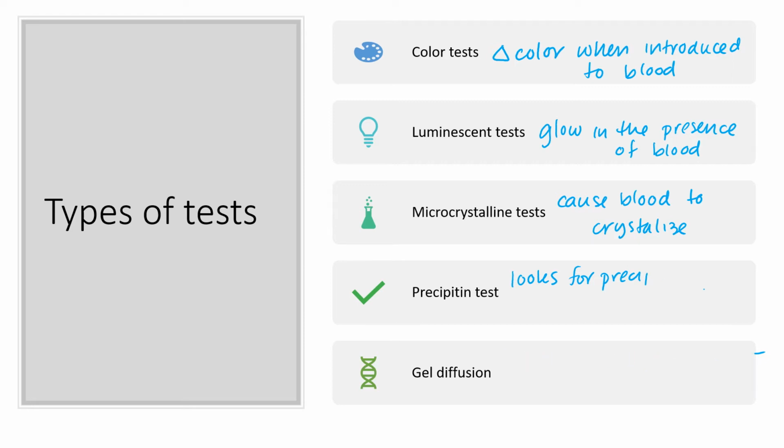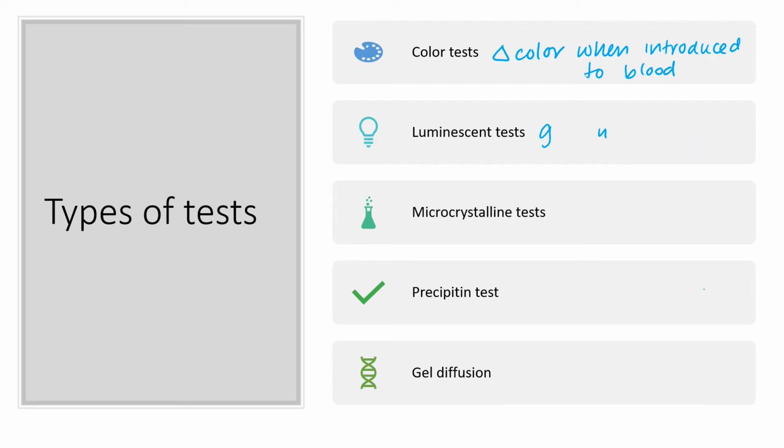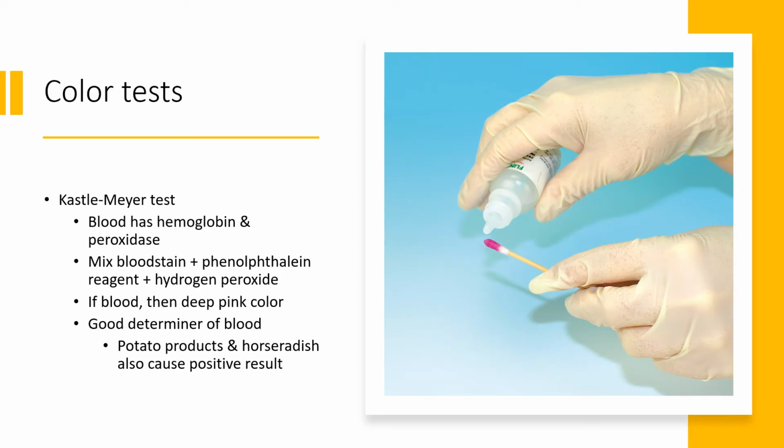So these different kinds of tests will be used under different circumstances depending on what information you have available to you and what information you need to rule in or rule out to try to identify potential suspects or to identify blood from a victim.